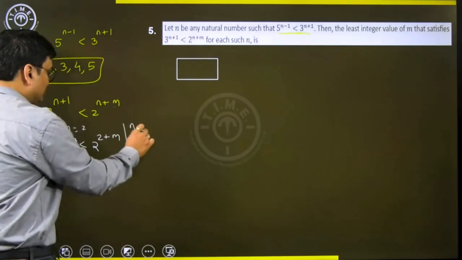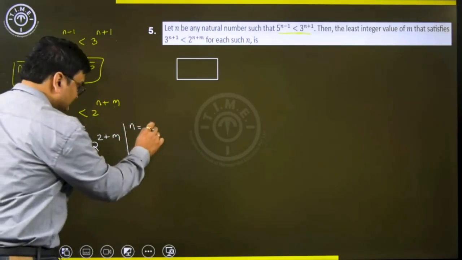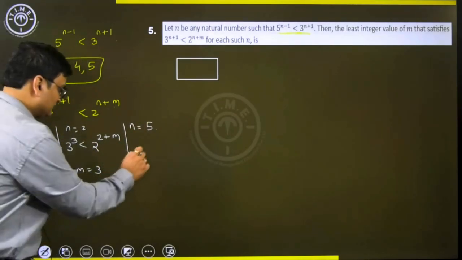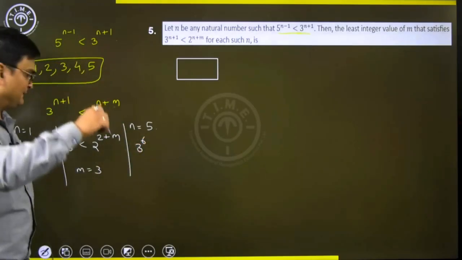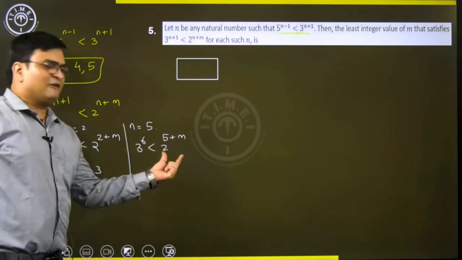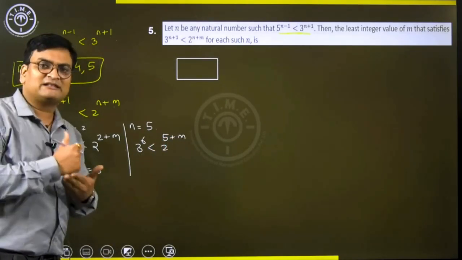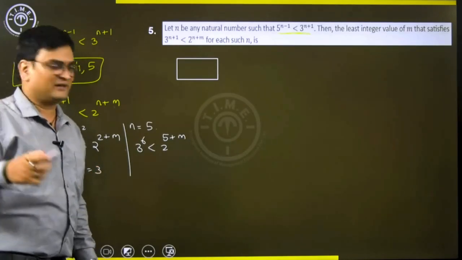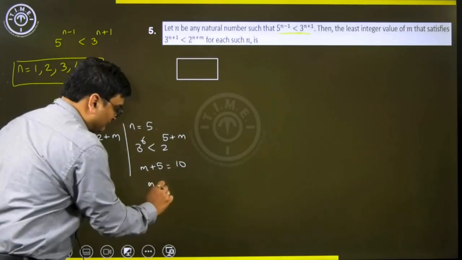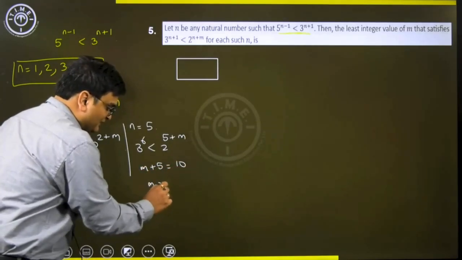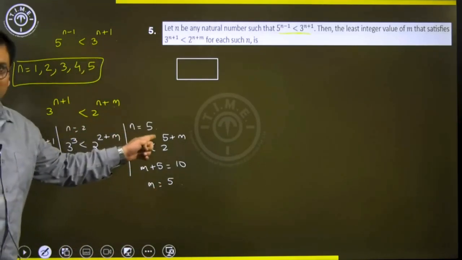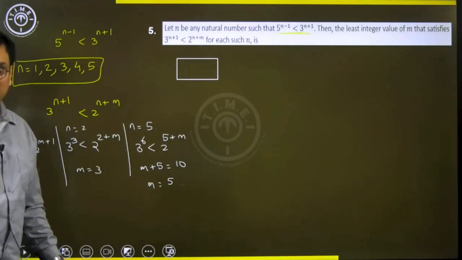Let's continue. I'll go for a higher value, n equal to 5. So if I put n equal to 5, this will be 3 power 6. And by the way, 3 power 6 is 729. Less than some power of 2, 5 plus m. So some power of 2 should be greater than 729. What is the power of 2? It is 1024, 2 power 10. So that means 5 plus m should be 10. That means the value of m should be 5. No, m equal to 3 is not satisfying always. For example, at n equal to 5, the value of m has to be minimum 5. Right?